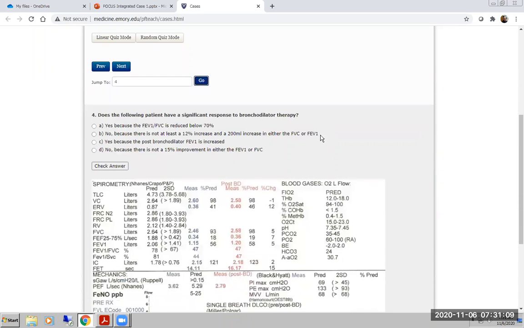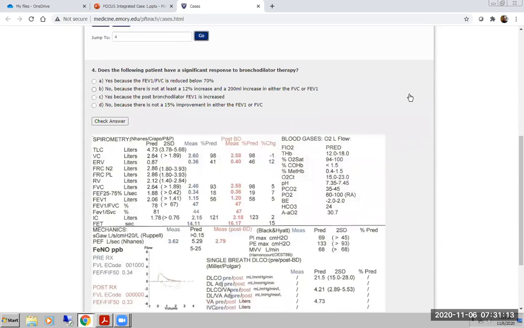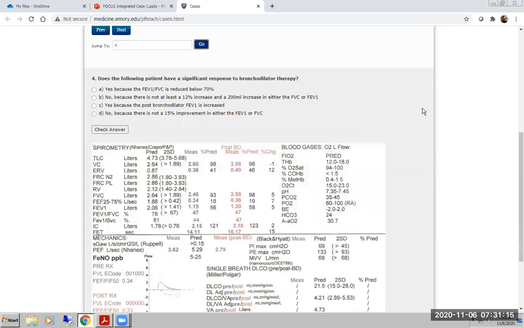All right, does the patient have a significant response to bronchodilator therapy? So before we just go to answer the question, just like we approach an EKG, rate, rhythm, axis, intervals, hypertrophy, infarct, let's go to pulmonary functions. And here we go. So where do we start? Right here?